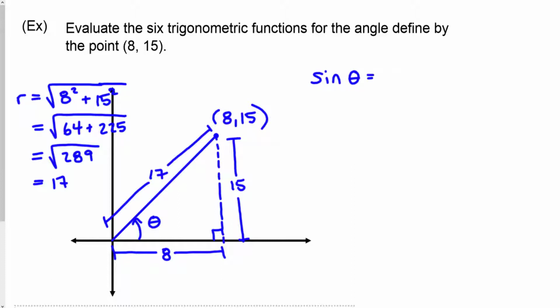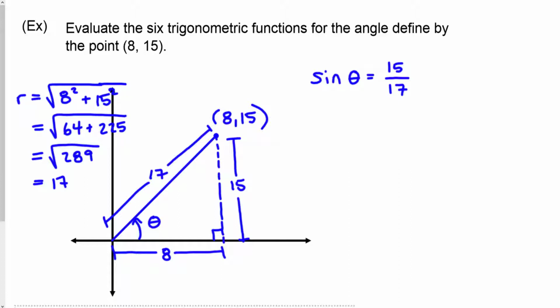sine of this angle measure, then it's the opposite side over the hypotenuse. The opposite side is 15, the hypotenuse is 17. And I could divide these two and turn this into a decimal approximation. That would be easy enough to do on the calculator. I'm not going to, because a lot of times it's more convenient to have the exact answer when you're dealing with trigonometry. So 15 divided by 17 is an exact answer.